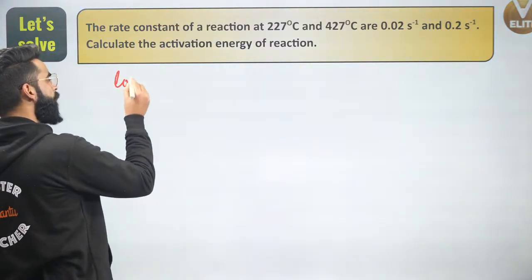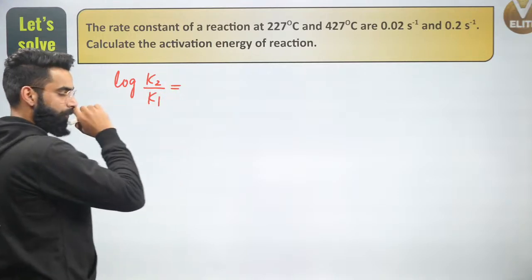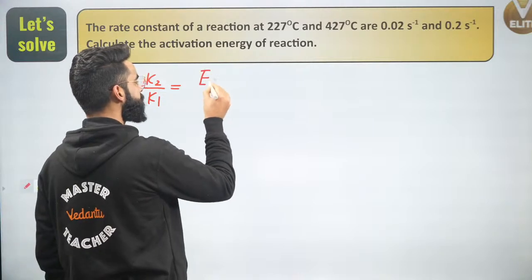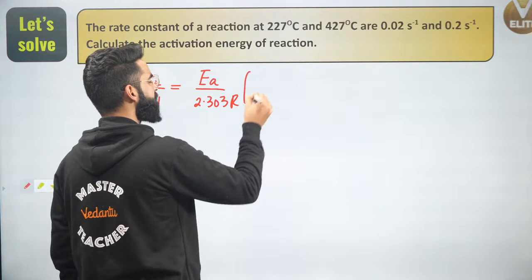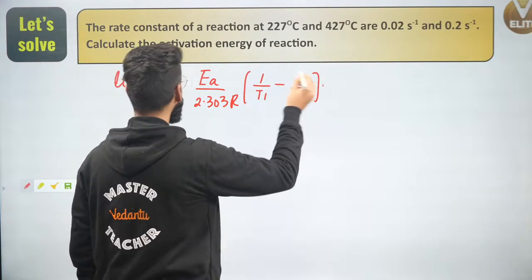That was log of K2 divided by K1. Log of K2 divided by K1 used to be equal to what? It used to be EA divided by 2.303 R multiplied by 1 divided by T1 minus 1 divided by T2. This is the relation which we derived a few minutes back.